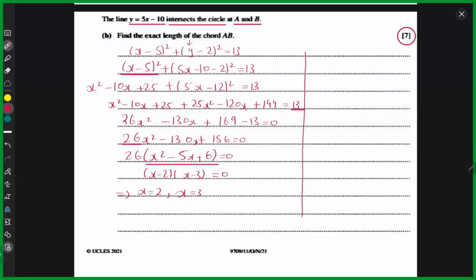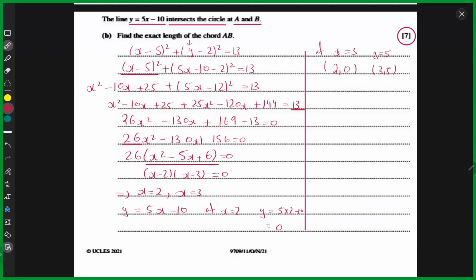Now using x equals 2 and x equals 3, I can just find out the y coordinates. So y is equal to 5x minus 10. At x equals 2, y would be 5 into 2 minus 10, and this would give you 0. And at x equals 3, y is going to be 5. This means that the 2 points are (2, 0) and (3, 5).